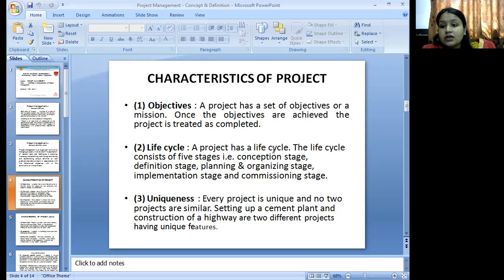Third one is uniqueness. Every project is unique. No two projects are similar. For example, setting up a cement plant and the construction of a highway are 2 different projects having unique features.